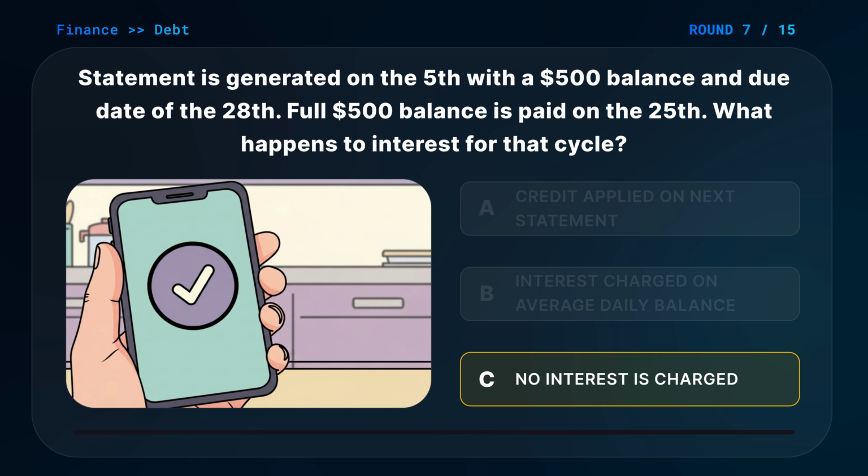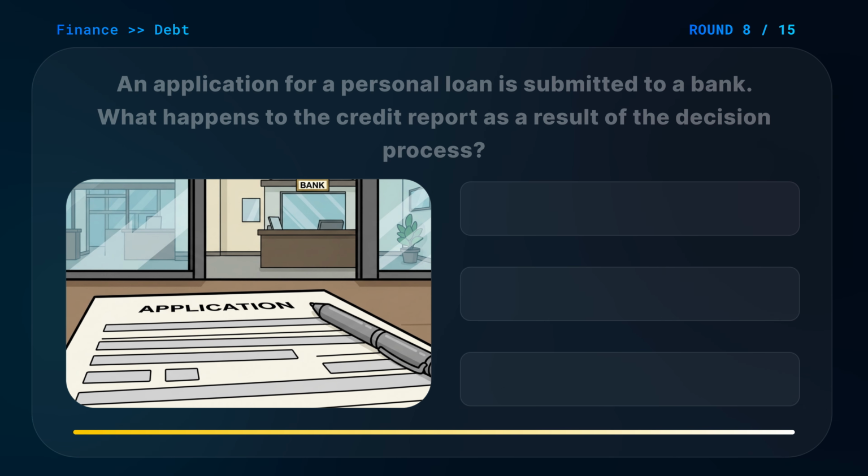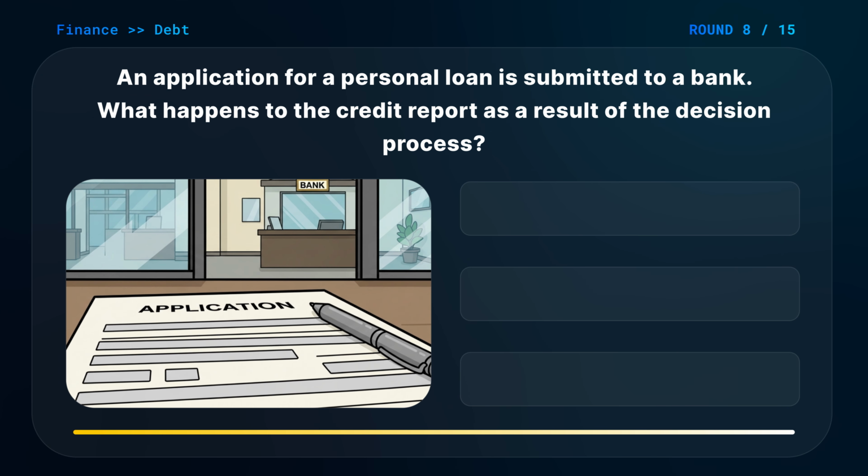The answer is C. Paying the statement balance in full before the due date satisfies the terms of the grace period, avoiding interest charges. All right, round 8. You complete and submit an application for a personal loan from a bank. What happens to your credit report as a direct result of the bank's decision process?